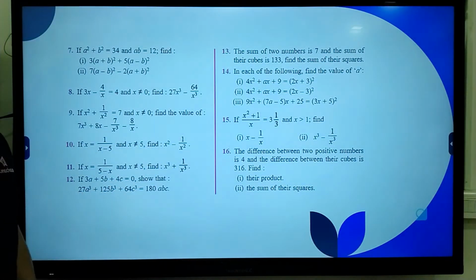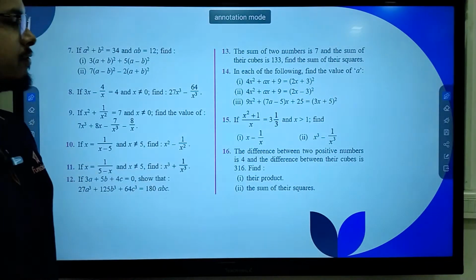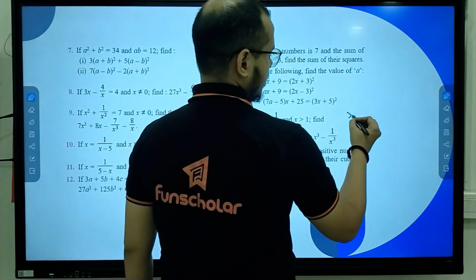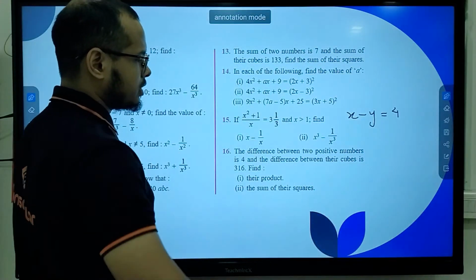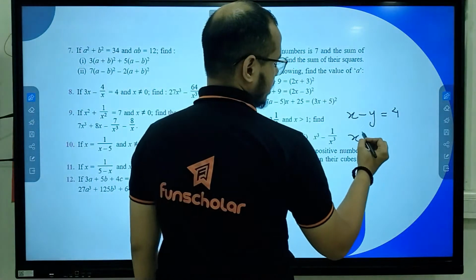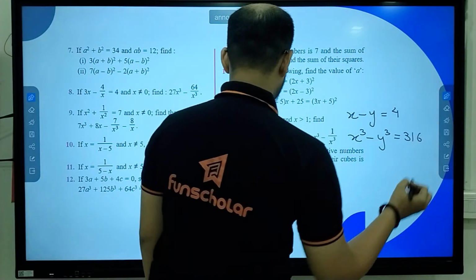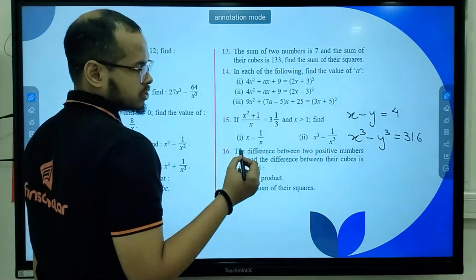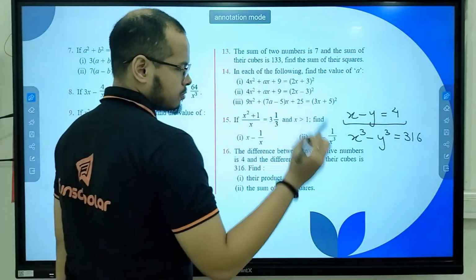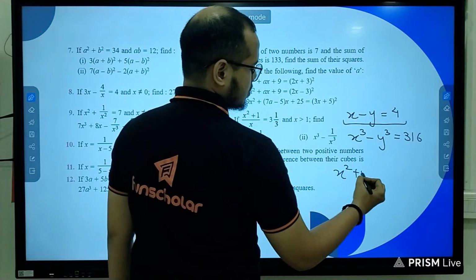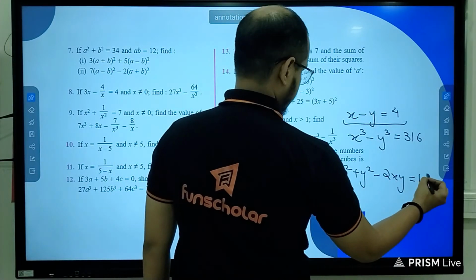Now number 16. The difference between two positive numbers is 4. So x minus y is given as 4. And the difference between the cubes, so x³ - y³, is given as 316. Find their product and sum of their squares. Okay, first thing, we've been utilizing this squaring both sides. x² + y² - 2xy is equal to 16.